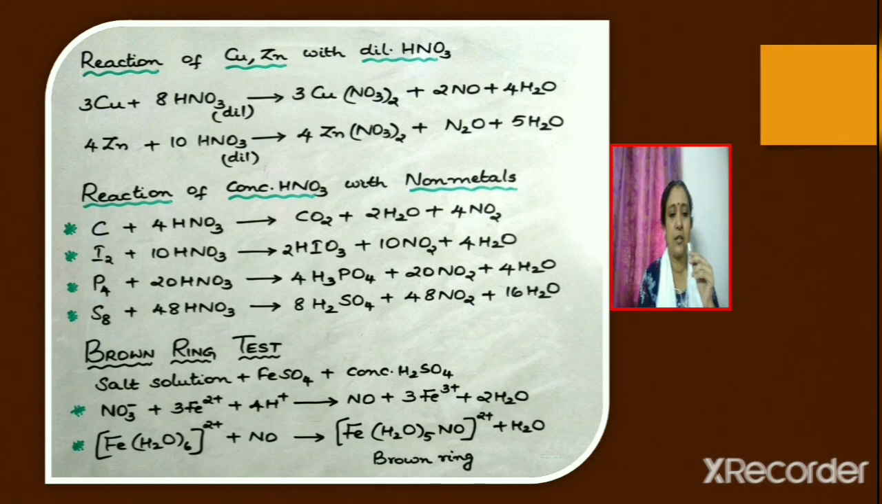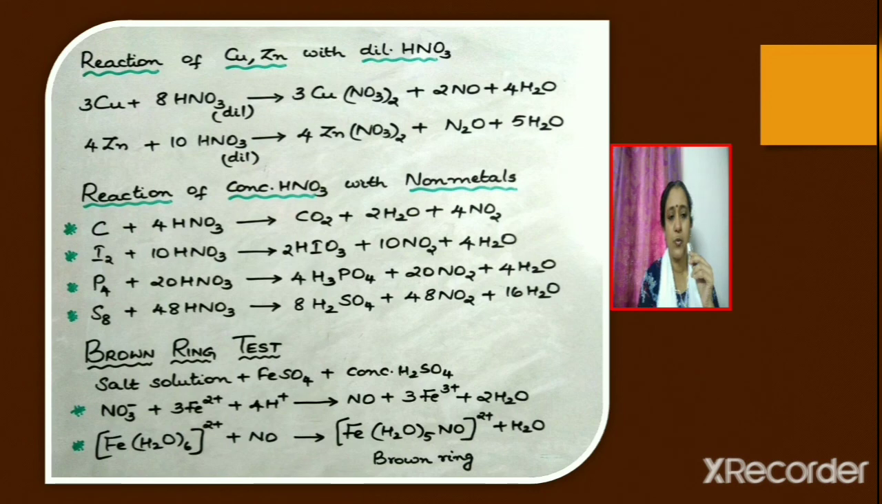Next we shall learn about brown ring test. You know that brown ring test is performed to confirm the presence of nitrate in a salt. How is the test done? To the salt solution taken in a test tube, an equal volume of ferrous sulfate solution is added and then concentrated sulfuric acid is added along the sides of the test tube. Formation of a brown ring at the junction of two liquids confirms the presence of nitrate in the given salt.